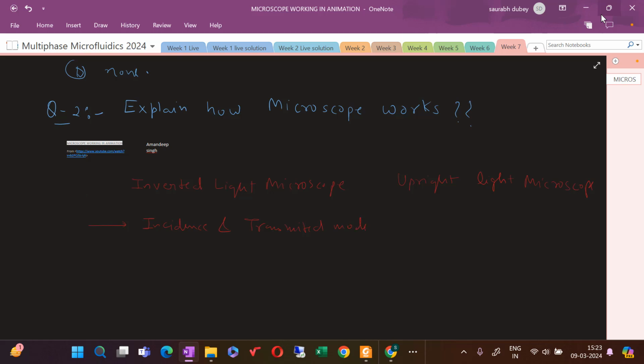Here also you will be having incidence and transmitted mode. Okay. Another one is the upright one, with incidence and transmitted mode. Okay. So basically, which microscope will be chosen depends on the requirement.